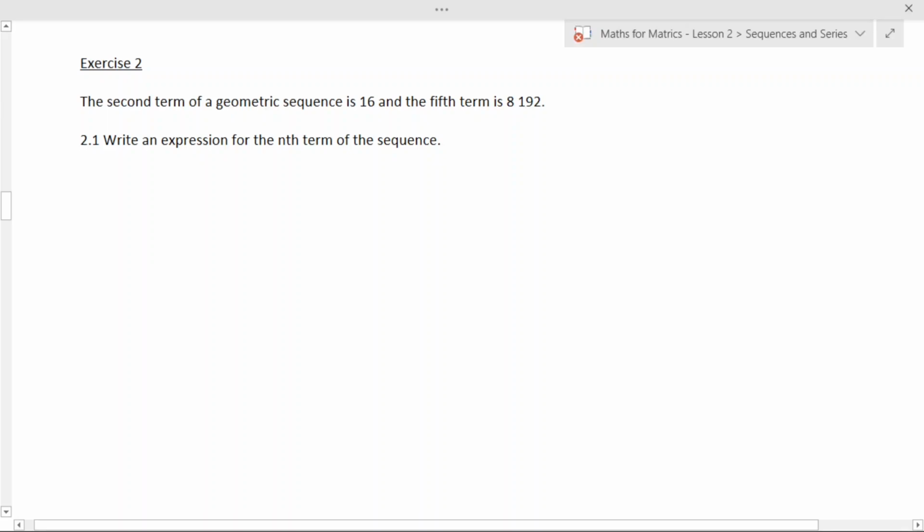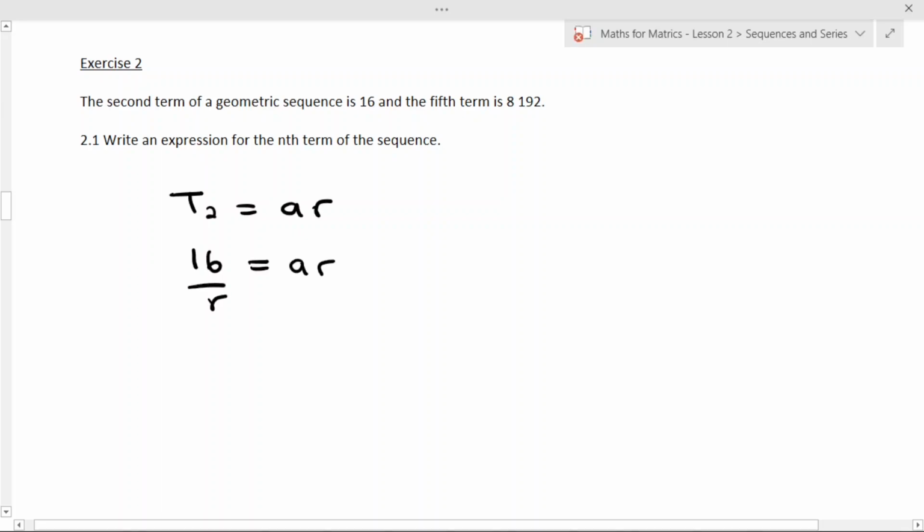I am going to show you two methods of finding them when you have this kind of problem. The first one is solving for a and r simultaneously. We know from the general term that the second term of the sequence, t2, is equal to a times r. The value of t2 is 16, so we can go ahead and substitute t2 with 16.